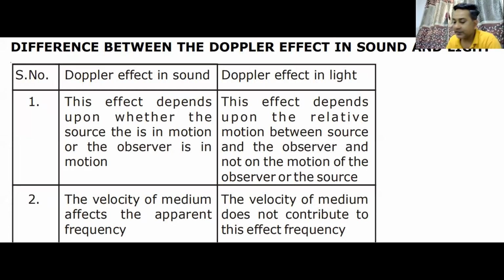Let's move ahead and see point-wise what are the differences between Doppler effect in sound and Doppler effect in light. One of these points will be coming in your exam. Doppler effect in sound depends on whether the source is moving towards the observer or the observer is moving towards the source, whether the source is moving away or the observer is moving away. This does not depend on who is moving. It only depends on whether the distance is decreasing or whether the distance is increasing. Do we understand this better?